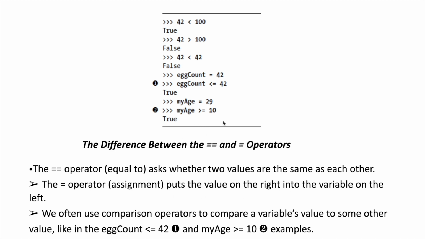For example, sorry, it puts a value on the right into the variable on the left. See, egg count equals 42. Egg count is a variable, 42 is a value. It is going to assign 42 to the variable egg count. So this is the assignment operator. Which one? Single equals. But double equals is going to compare whether the values are equal or not equal. There is a difference. Double equals is used for comparison. Single equals is used for assignment.